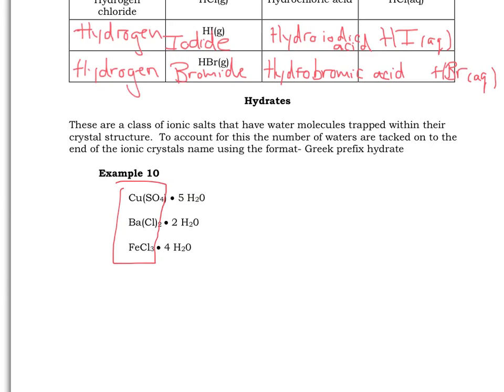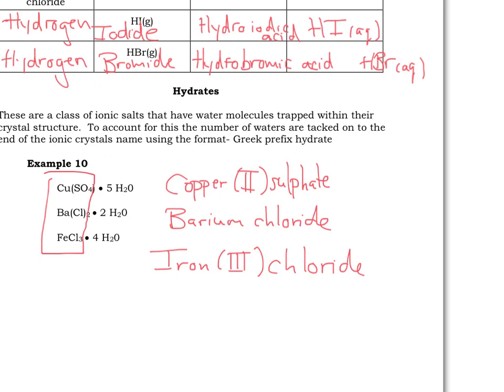So pause the video and write down the names for these three salts. Hopefully you recognize that copper and iron are transition metals and identified the charge they had appropriately. And now the last part here is going to be the hydrates. You'll notice just by the formula that the hydrates are separate from the ionic compound. So for the first example, I've got copper(II) sulfate.